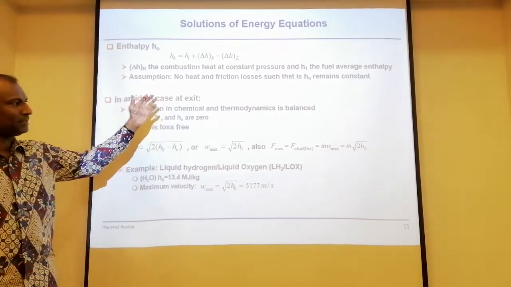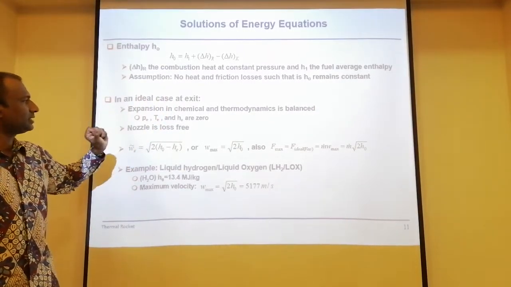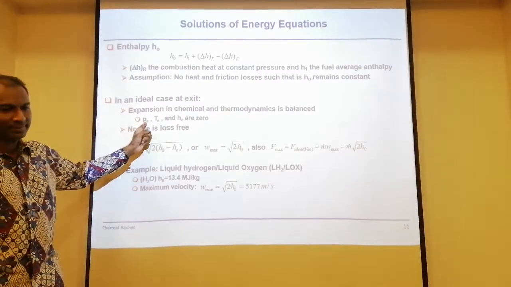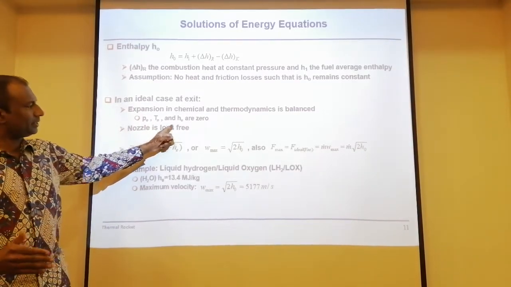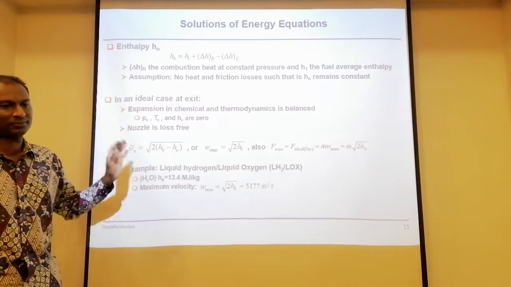I guess this has also been explained in thermodynamics, if I'm not mistaken. In an ideal case, expansion in chemical and thermodynamics is balanced. So PE, the pressure at exit, TE and HE are zero. So therefore, what you have is a nozzle that is loss free.